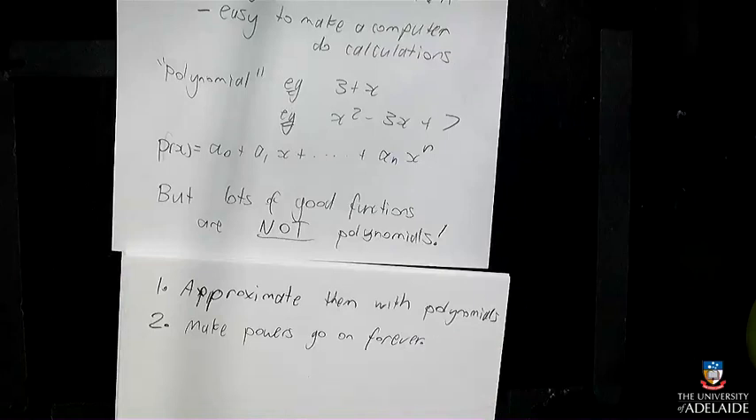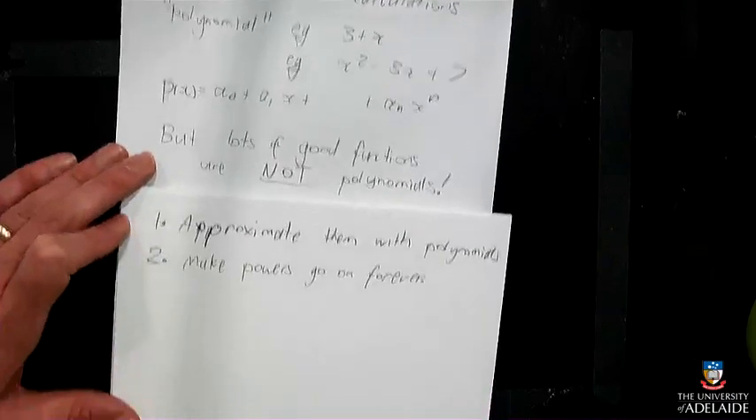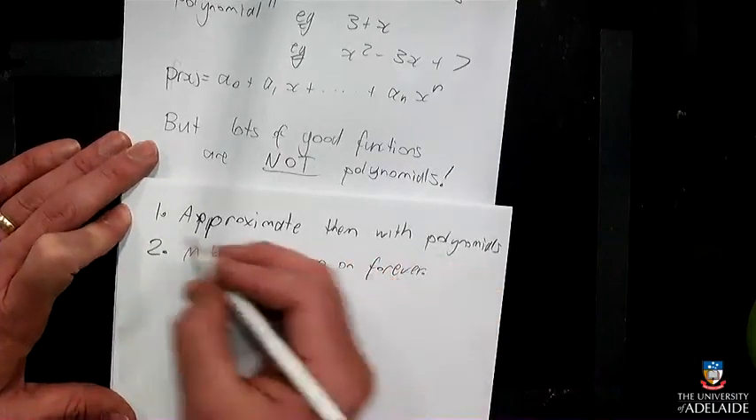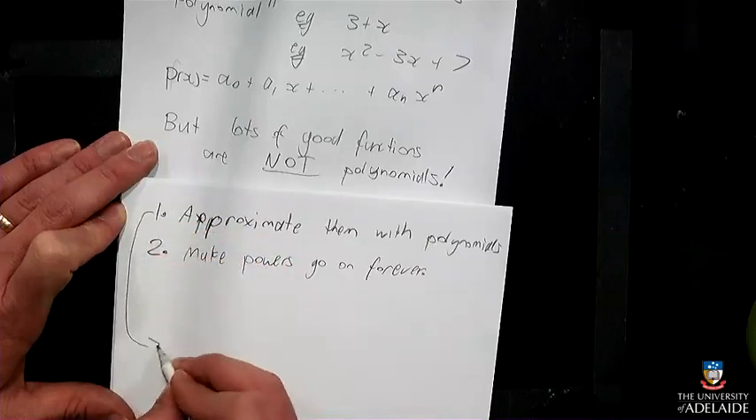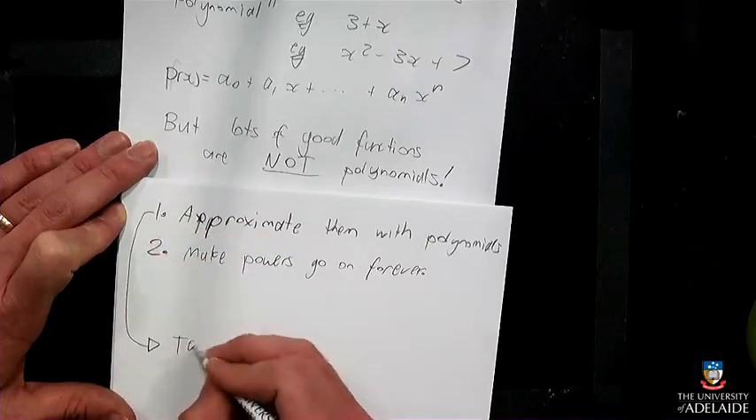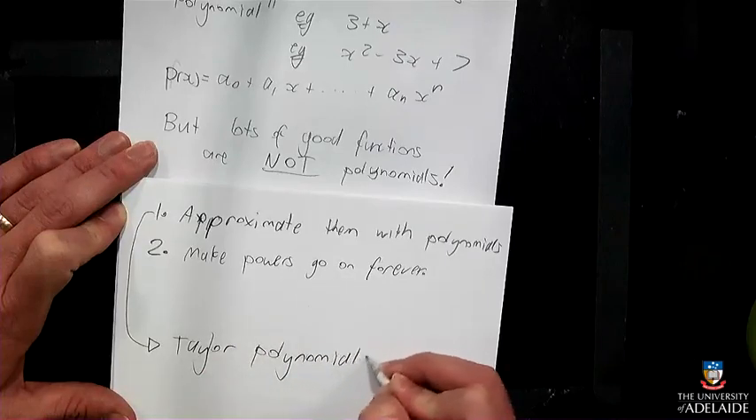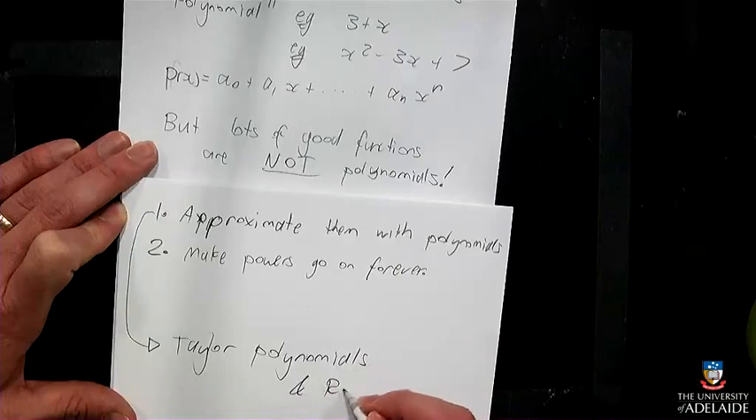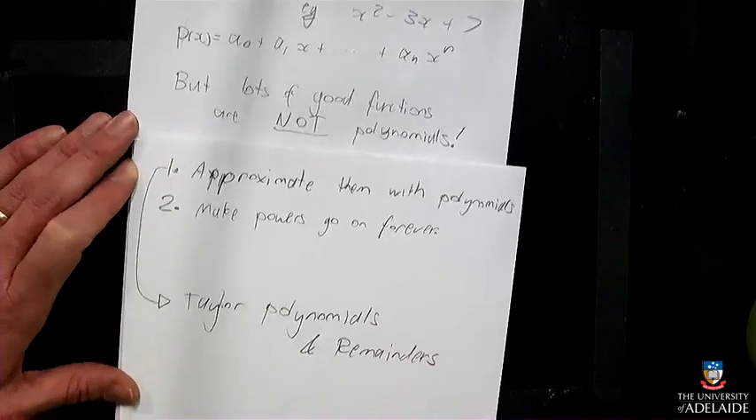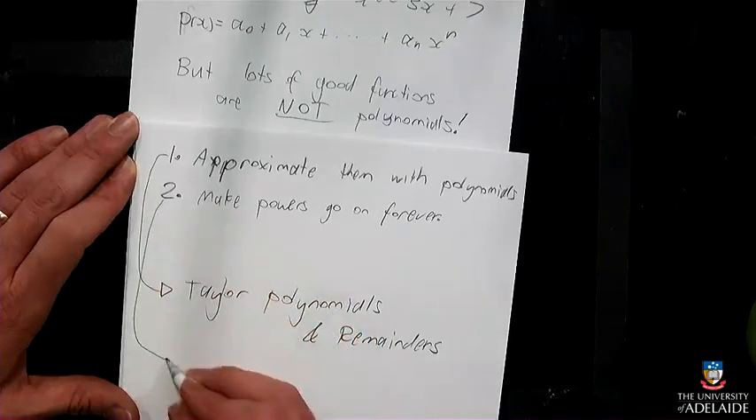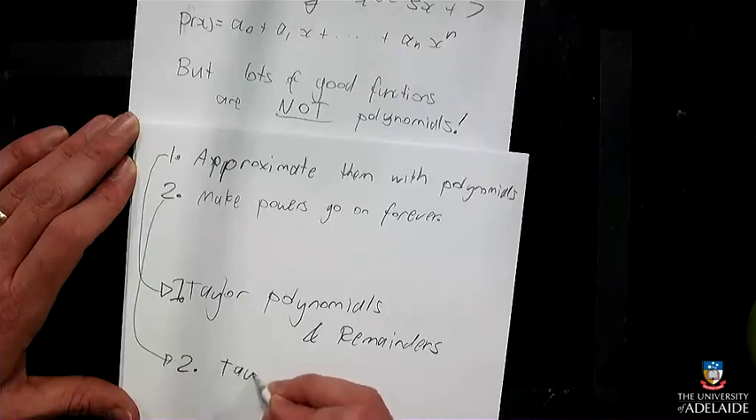So these are our two ways of dealing with the fact that lots of good functions are not polynomials. And this idea, number one, is what Taylor polynomials are for. And we have the remainder. And this here is what Taylor series are for.